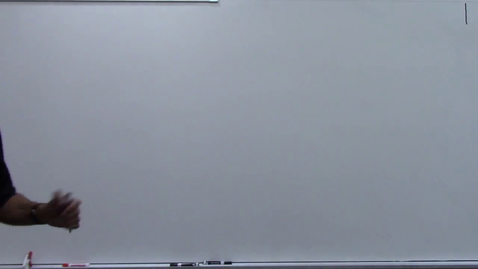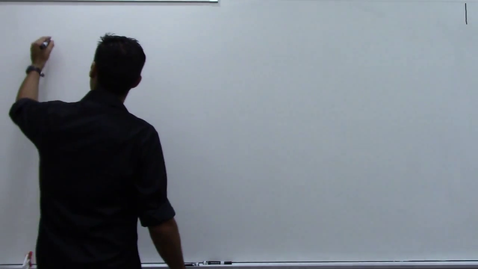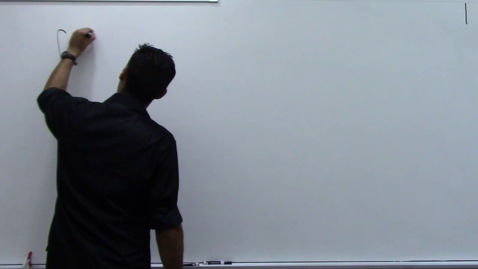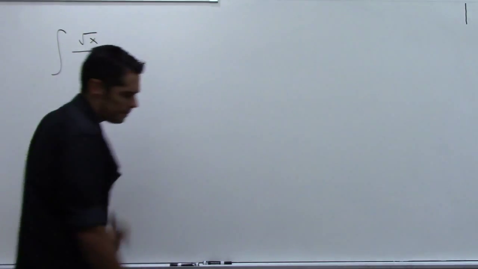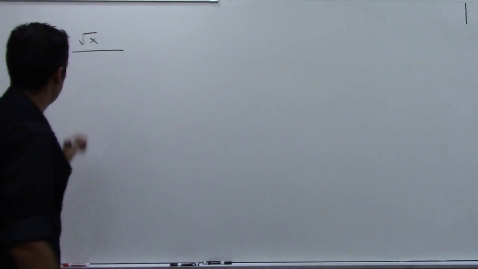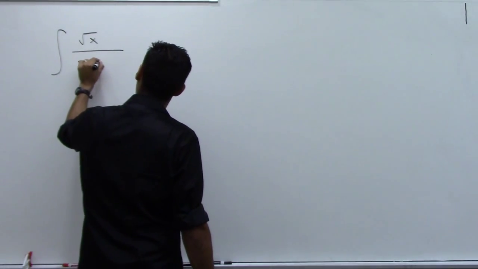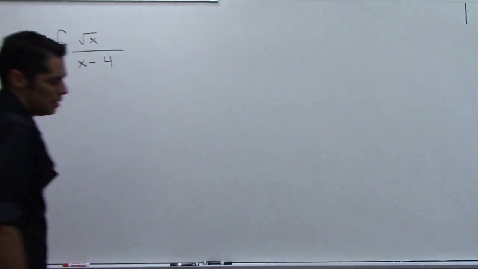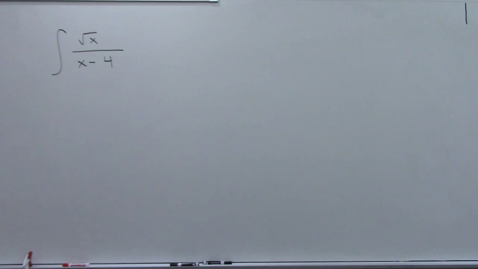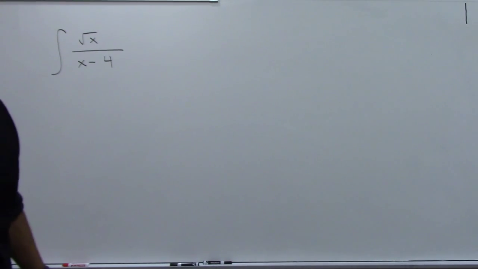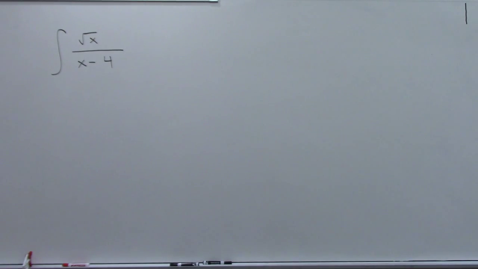Okay, number 35. Integral square root of x over x minus 4. And they give you a hint here. They say, make a substitution to express the integrand as a rational function and then evaluate.